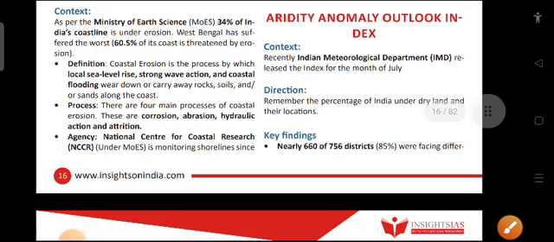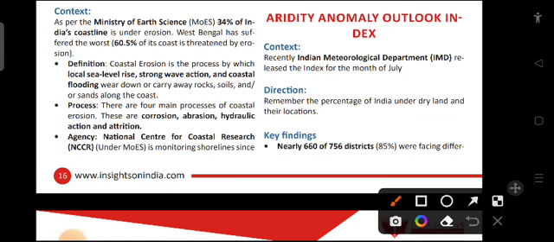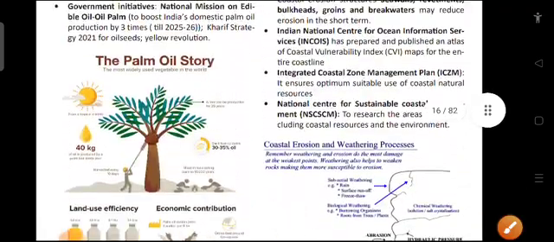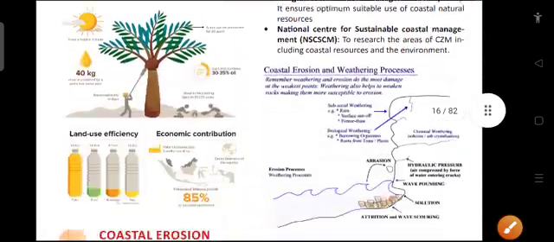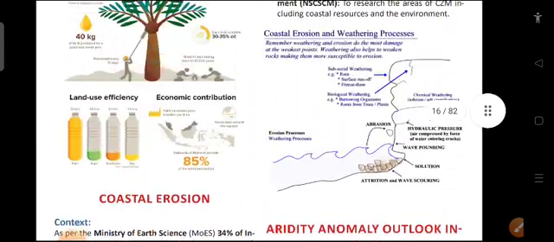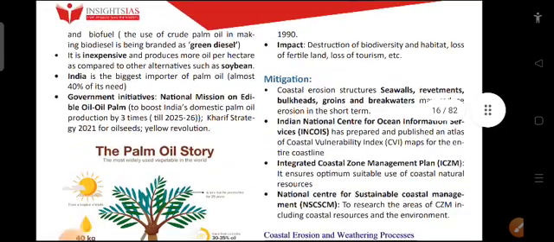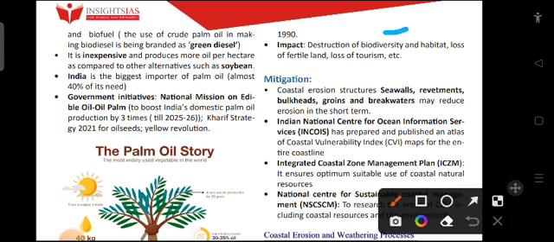Now what is the agency? The National Centre for Coastal Research, NCCR, under MoES is monitoring the shoreline since 1990. What is the impact? Because of coastal erosion, destruction of biodiversity and habitat loss is happening, and then loss of fertile land, loss of tourism. All these things are affected severely.